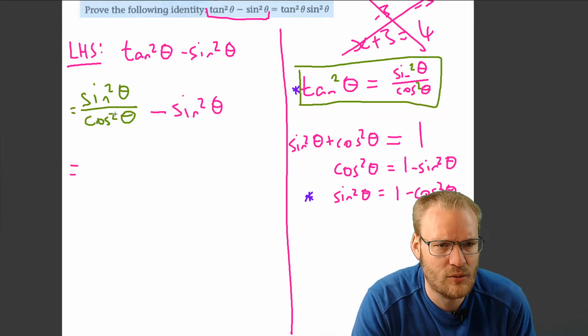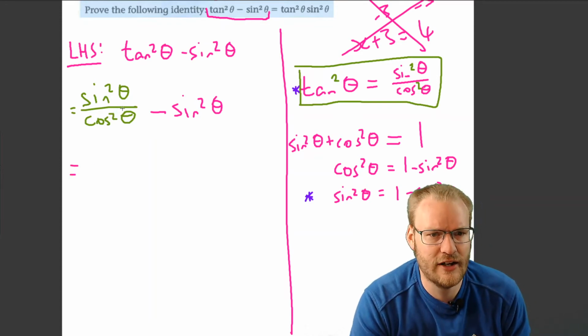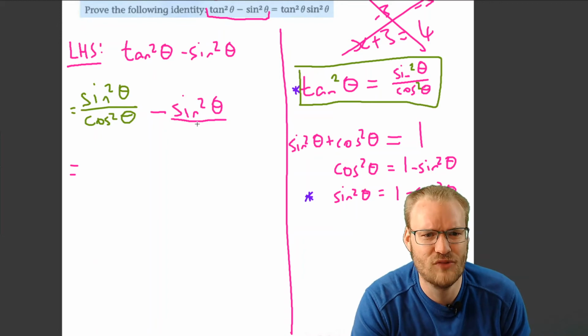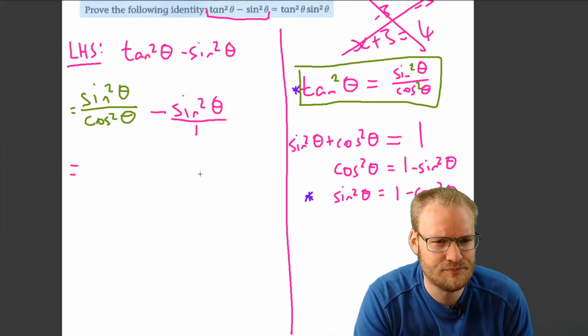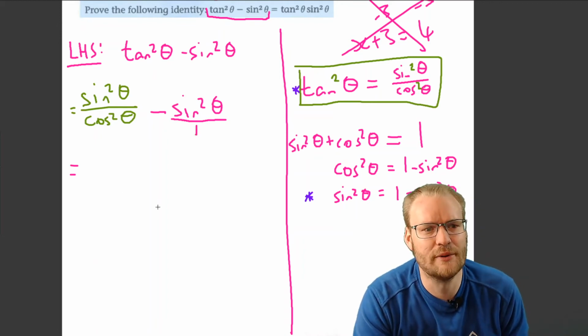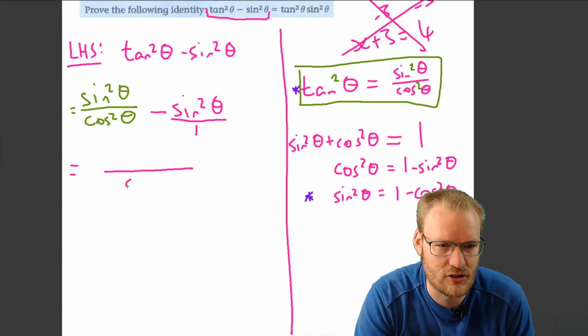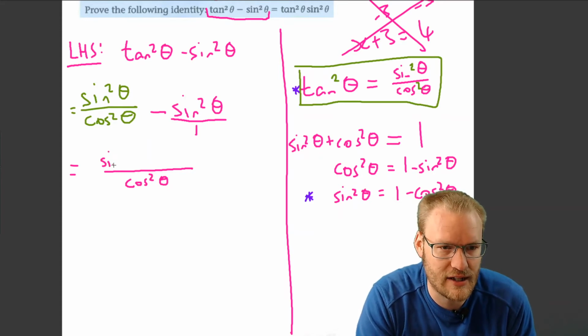Equals. We've got a fraction here. What can we write this over so that we've turned it into a fraction? Yeah, we could write it over 1. So what's our lowest common denominator? Well, it's just cos squared theta. So we've got cos squared theta, and this stays as sine squared theta minus sine squared theta.